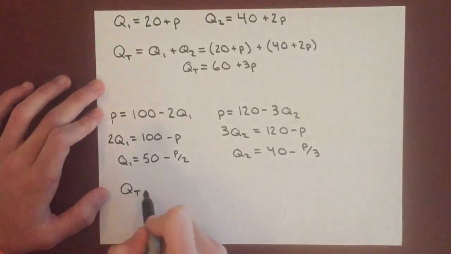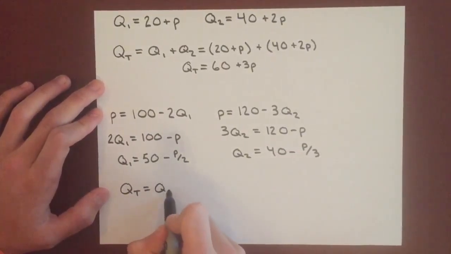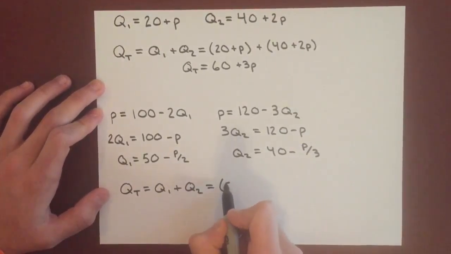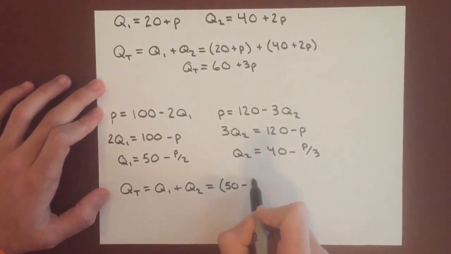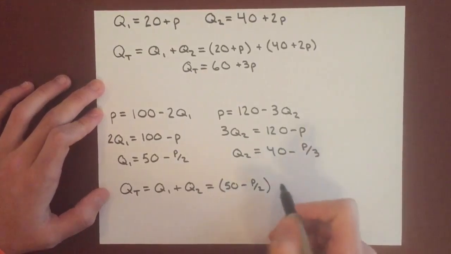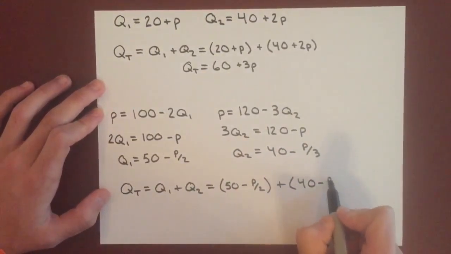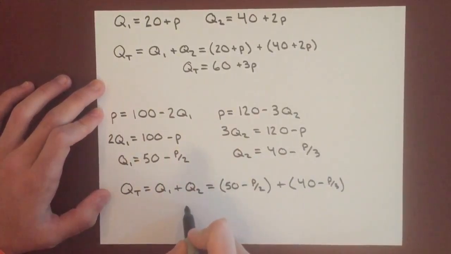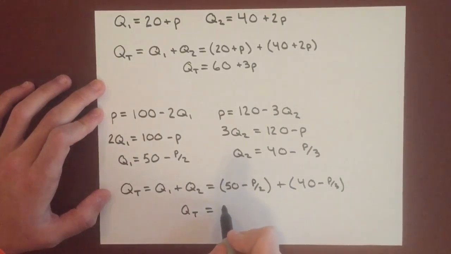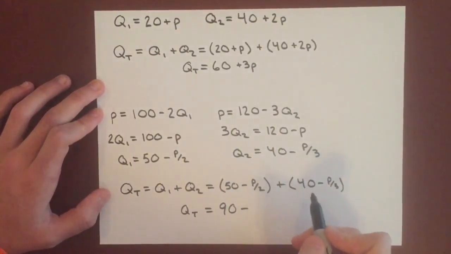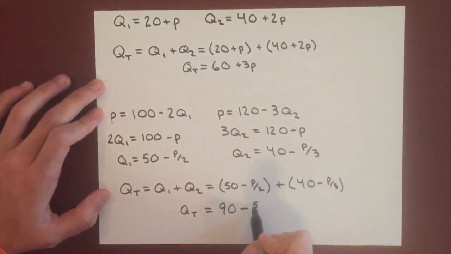So we can say Q total equals Q1 plus Q2, and that equals 50 minus P over 2, sorry, plus 40 minus P over 3. We get Q total equals 90, and then P over 2 and P over 3, those will add up to 5 over 6 P.